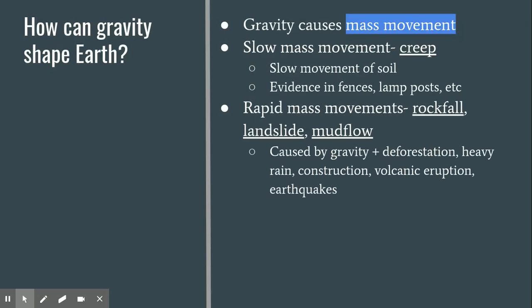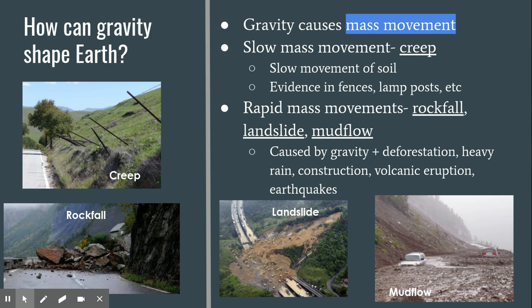Gravity is the last type of force that we're going to talk about. Gravity can cause erosion, and this is what we call mass movement. Slower mass movement that you might not see happening in front of your eyes, that's what we call creep, and that's exactly what it's doing. The soil is creeping down a hillside.